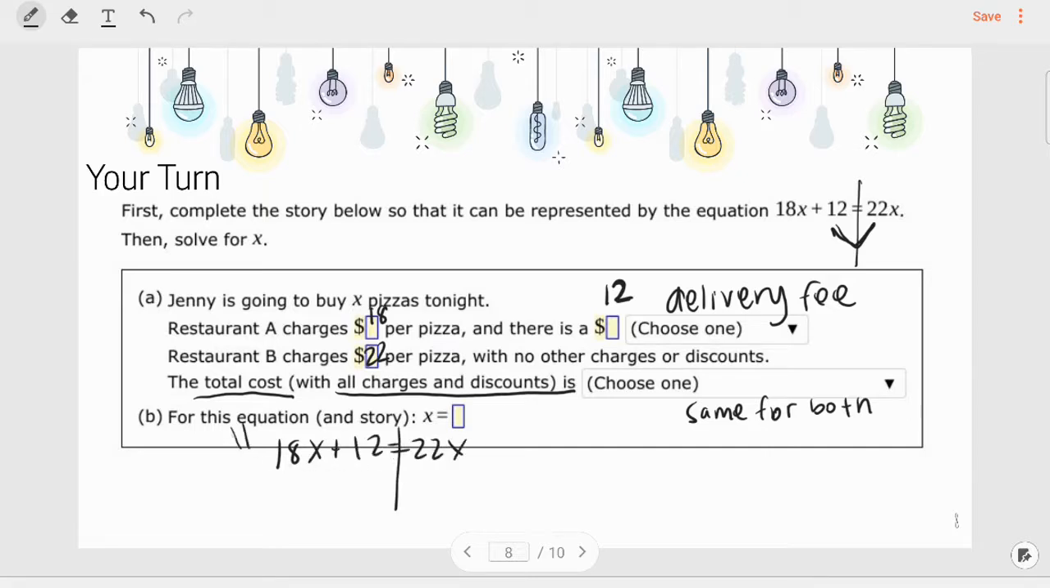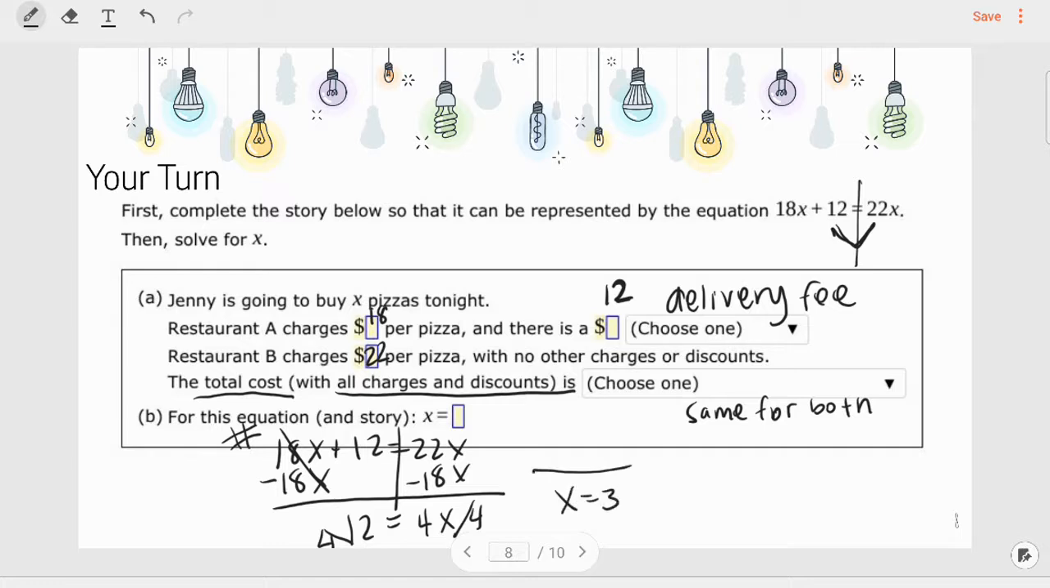Okay, this is automatically my number side since it's the only number. I'm going to subtract 18x from both sides because I don't want any variables. 12 is equal to, well, what is 22 minus 18? That gives me a grand total of 4x divided by 4. 12 divided by 4 is 3. So if Jenny ordered 3 pizzas, it wouldn't matter which restaurant she went to, they would charge the same. Okay, and I know they're the same because of this equal sign right here.